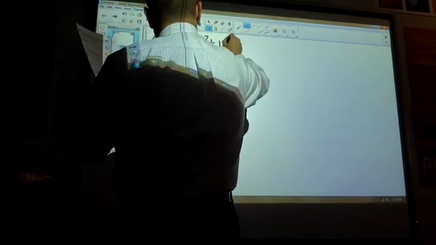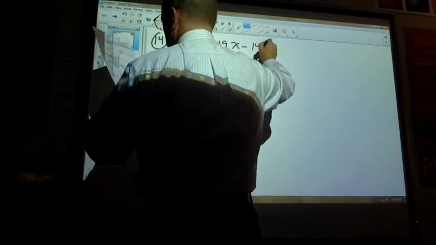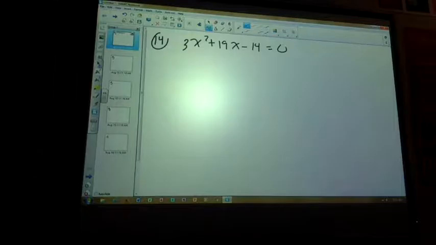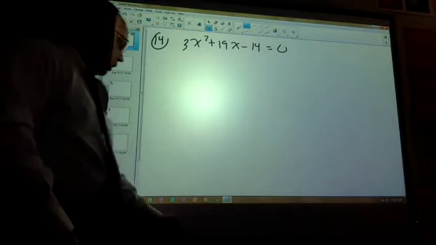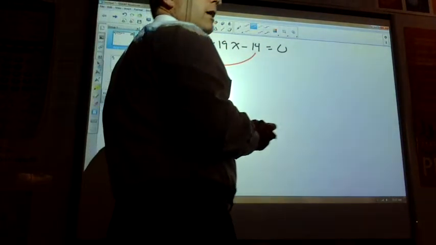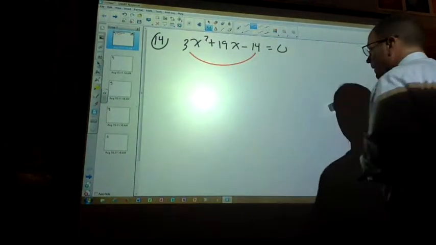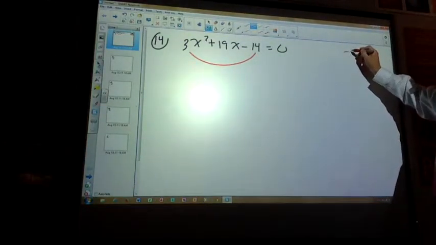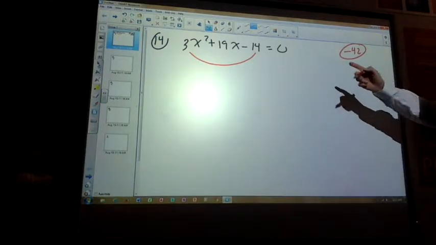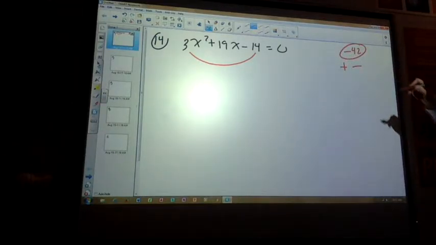Okay, so I have 3x squared plus 19x minus 14 is equal to 0. Factor each first, then solve for x. Okay, so you know it's solving because there's an equal sign. So we want to factor it. So our magic number is 3 times 14, which is 42. And we want it to be a negative 42. Why is that? Yeah, because negative 14. So that means that we have alternating signs.